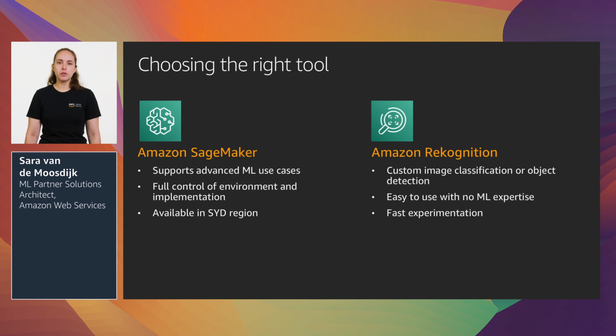And finally, although the pre-trained version of Amazon Rekognition is currently available in the Sydney region, the custom labels feature is unfortunately not yet available. So if your data needs to stay within the Sydney region for data sovereignty reasons, then currently you will need to use Amazon SageMaker. So I hope that helps you make a choice, and I hope you choose to use one of these 2 wonderful services.